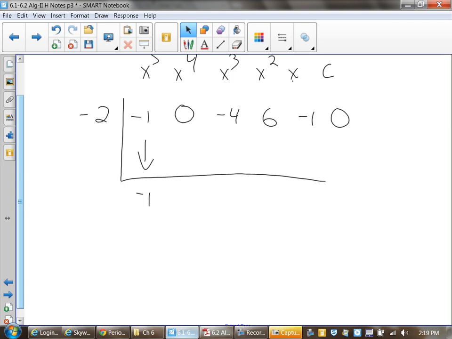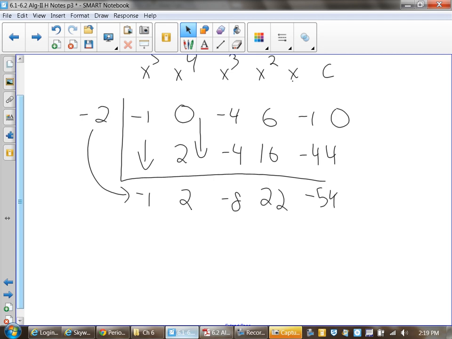Remember, drop the first term down. Yes, ma'am. Drop the first one down, and then you multiply in. -2 and -1 is 2. We add working down. We multiply across. We add. We multiply. We add. We multiply. And we add. And you're done. Okay?